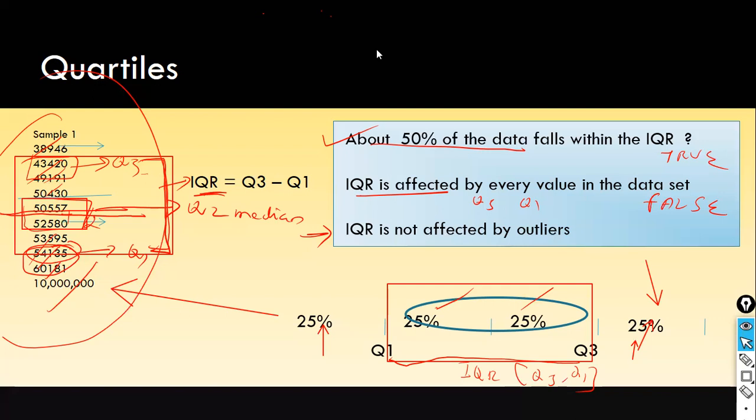Can IQR be considered between Q2 and Q4? No, IQR is not considered that way. That is not the formula. The formula is Q3 minus Q1, and that is your IQR. It is not Q2 and Q4. It is Q3 and Q1. This is very important.